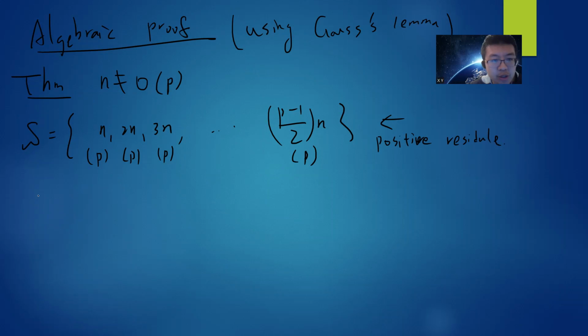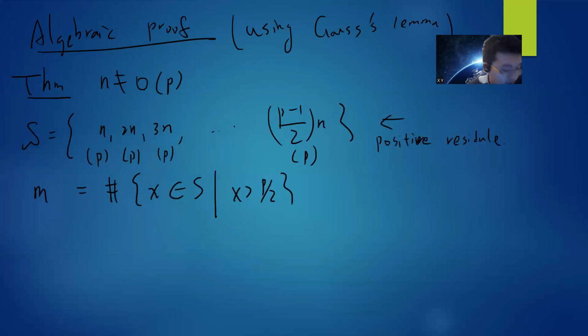Then I just denote m to be the number of, let's say, x in S such that x is greater than p divided by 2. So I ask how many of these have a residue greater than p divided by 2. Then we have the Legendre symbol of n over p is just minus 1 to the m. So this is the Gauss Lemma.